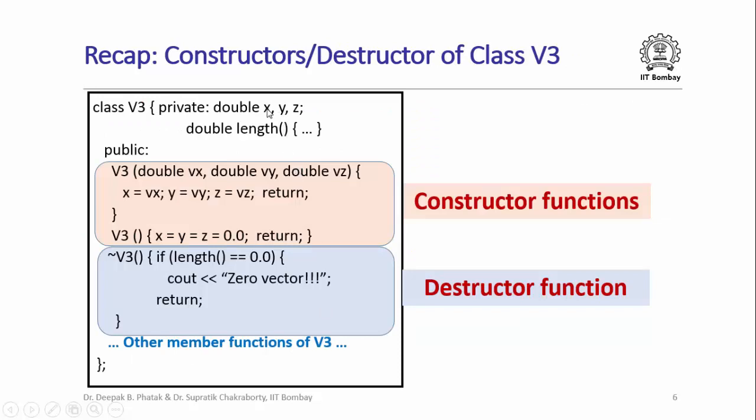Here is an example of the constructors and destructor of the class V3 for representing three-dimensional vectors that we have already studied in the last few lectures. The class V3 has three data members x, y, and z, each of type double, and all of these are private. It also has some private member functions and some public member functions. Specifically, we are interested in the two constructor functions for the class V3 that we had studied in our last lecture, and also one destructor function for the class V3 that we had studied earlier.